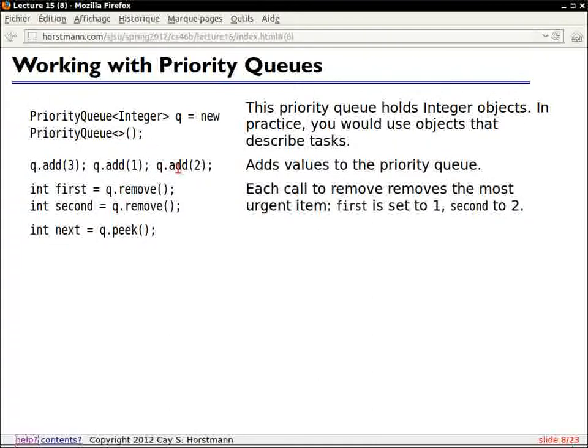I don't think we're actually going to get to any example like that in 46B, but in 146 you're going to see several algorithms where the algorithm has things that need to be done, and some of them are more urgent than others. So for example, to find the shortest path from one place to a bunch of other places, there's a well-known algorithm that uses a priority queue in that way. So I think right now you just need to see that such a thing exists.